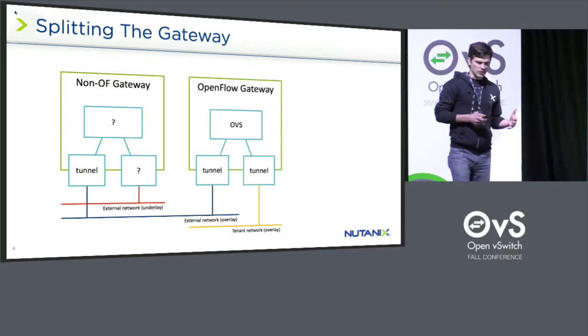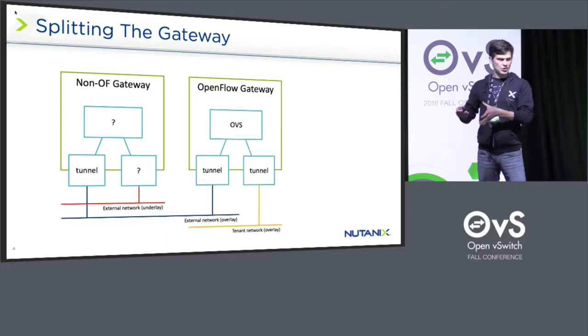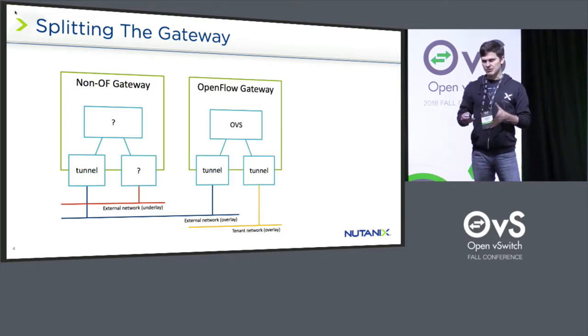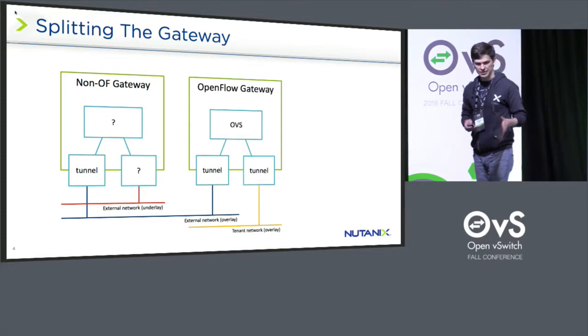So what we would prefer is to split up the gateway and have an OpenFlow controlled gateway, where we're handling all of our NAT for floating IP and SNAT, and then tunnel the NATed traffic to our physical gateway, which will take care of bridging it down to the physical network.